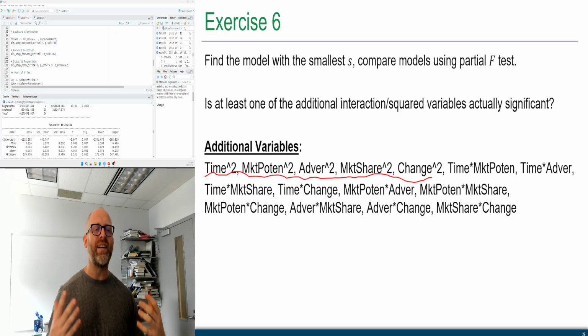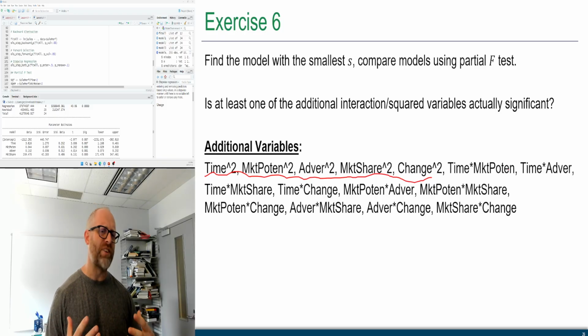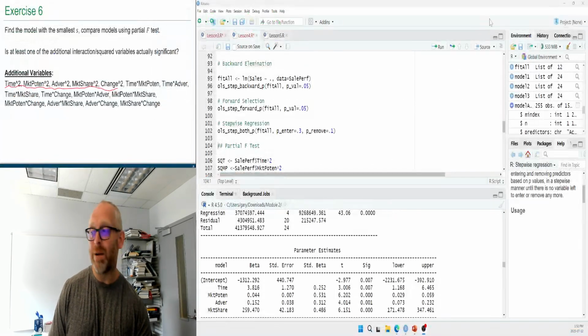And then once we're done there, we can run a partial f-test. That we could say, are the addition of those variables, so the squareds and interactions, do they actually add something to the model, or is the original 5 enough? All right, so let's jump back over to R and do this one last time for this lesson at least.